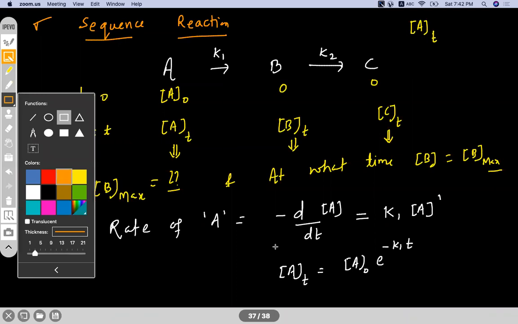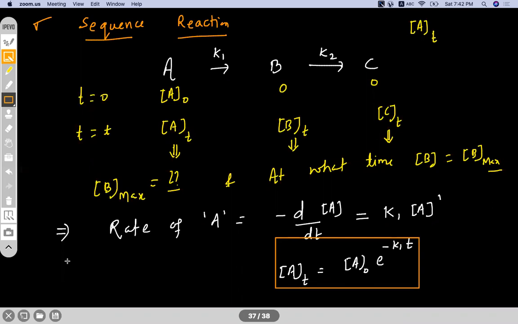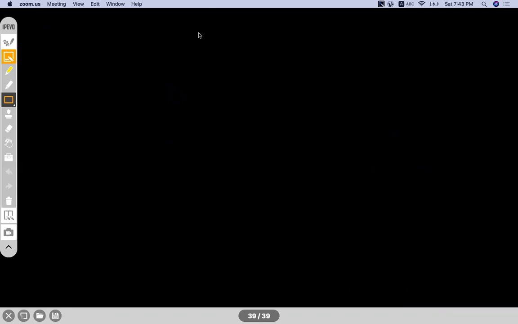Any doubt? Respond, all of you, please. Any doubt in this? A naught will be given, so we got A. Okay, now for B, see what we need to do. Rate of formation of B, I am writing it down. Rate of formation of B.